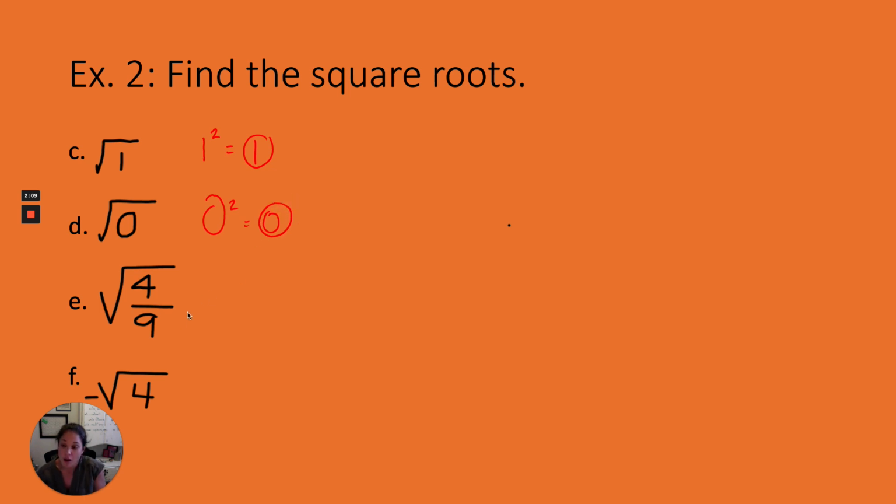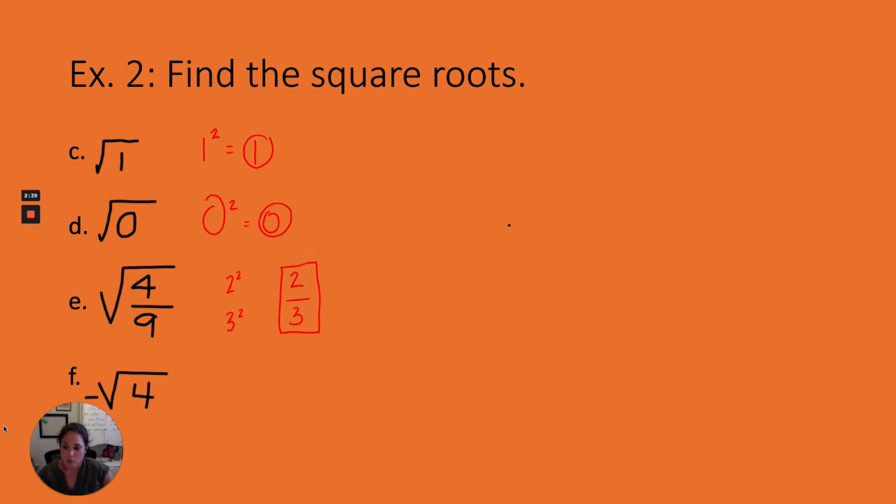Now, dealing with fractions and square roots, you deal with the numerator and the denominator individually. So think, what number do I square to get 4? What number do I square to get 9? We know that 2 squared equals 4 and 3 squared equals 9. So my answer is going to be 2 over 3.